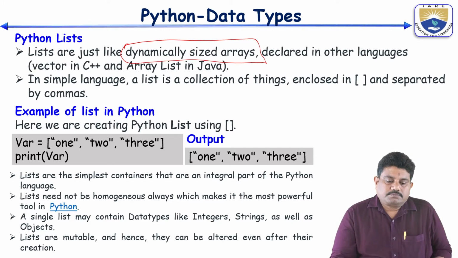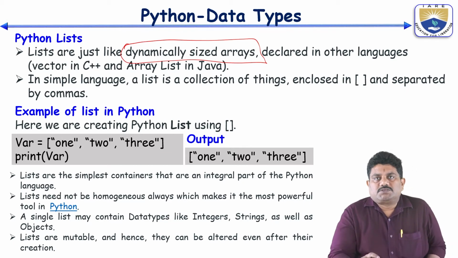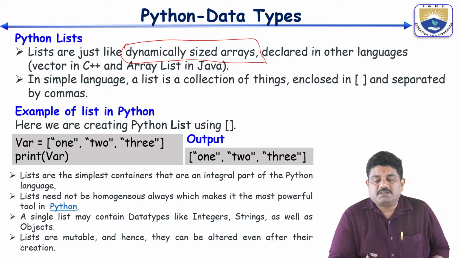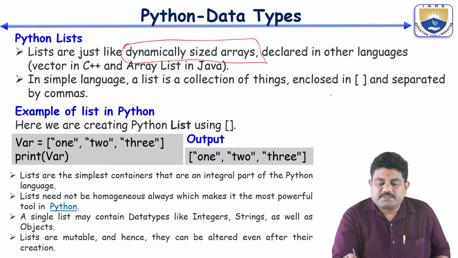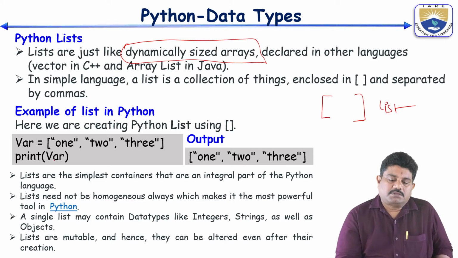So in simple terms, even in general, what is a list? A list is nothing but a collection of things enclosed in brackets. That is called a list generally, and the items are separated by commas. For example, we take 1, comma, 2, comma, 3.